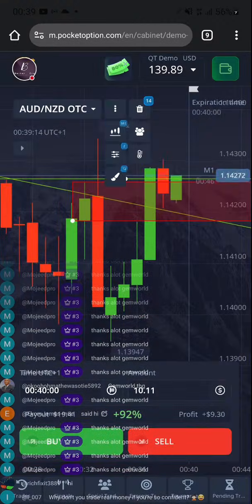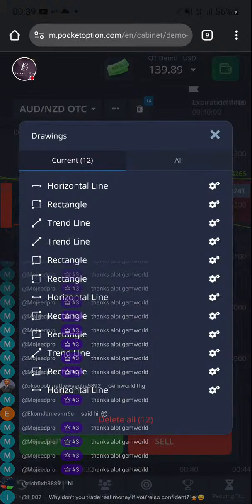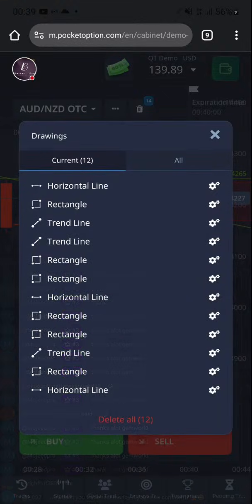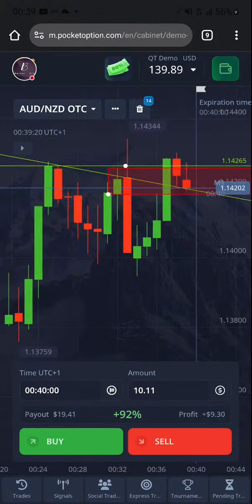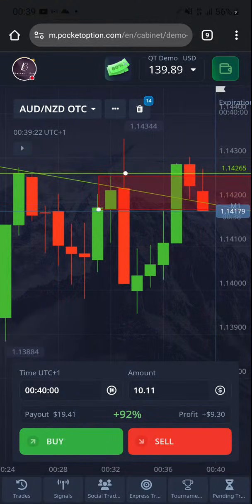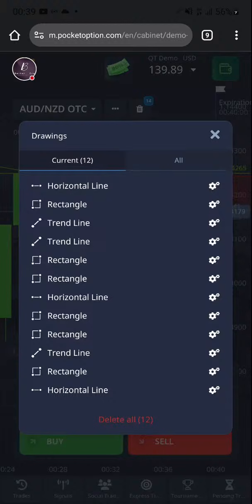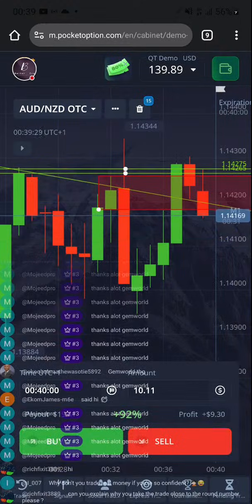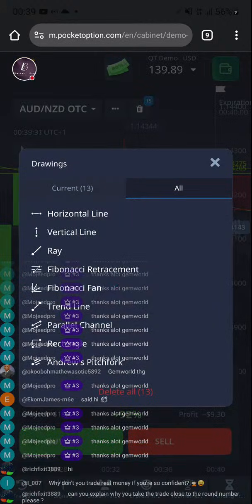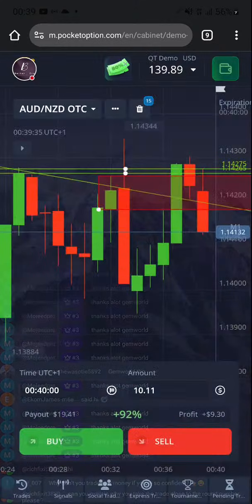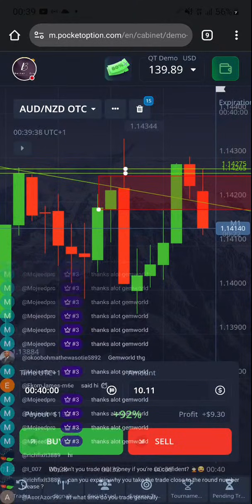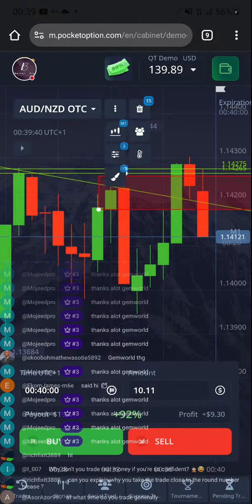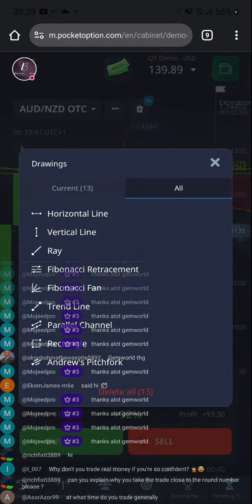Why don't you trade real money if you're so confident? I've explained this several times, but no worries. If you want to watch my real life trade where I trade my real account, it's very simple. All you need to do, can you explain why you took the trade close to the round number? Yes, I will explain. Now, if you want to watch my real life trade from my real account, all you need to do, at what time do you trade generally?